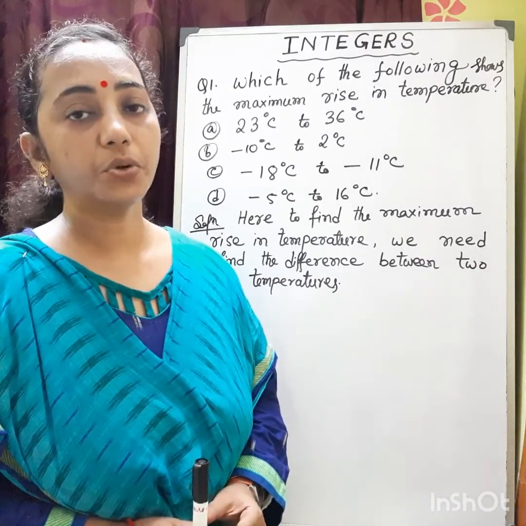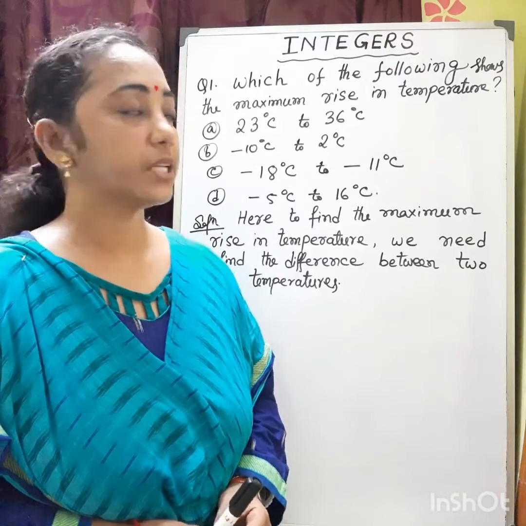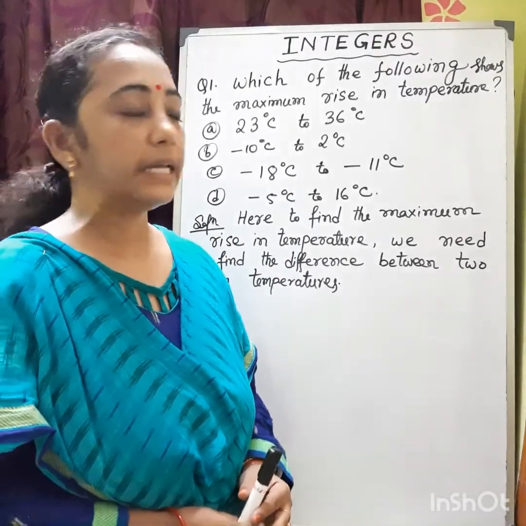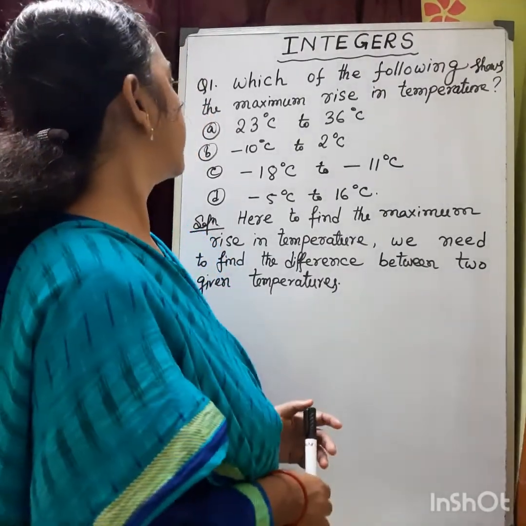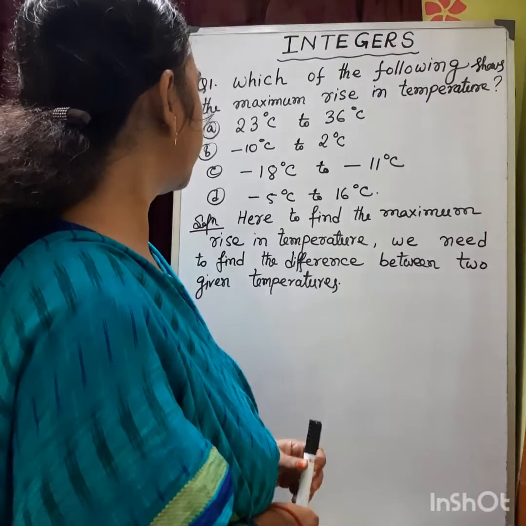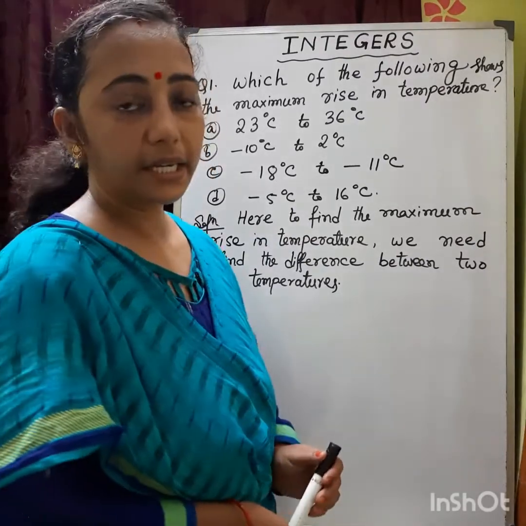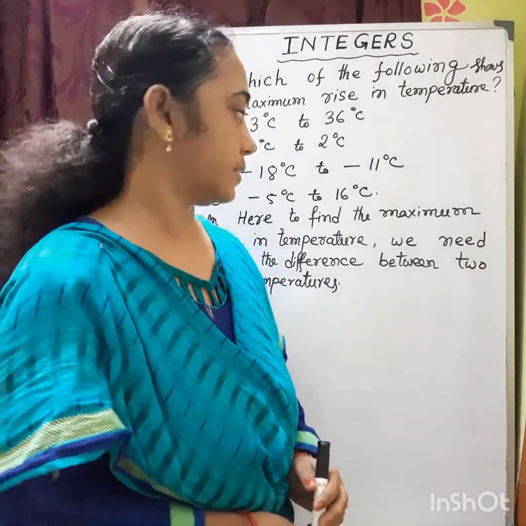Today in this video, I am going to discuss some more problems related with the chapter integers. Let us see the first question. Which of the following shows the maximum rising temperature? Here the four options are given, that is A, B, C and D. Out of these four given options, we have to choose the correct answer.